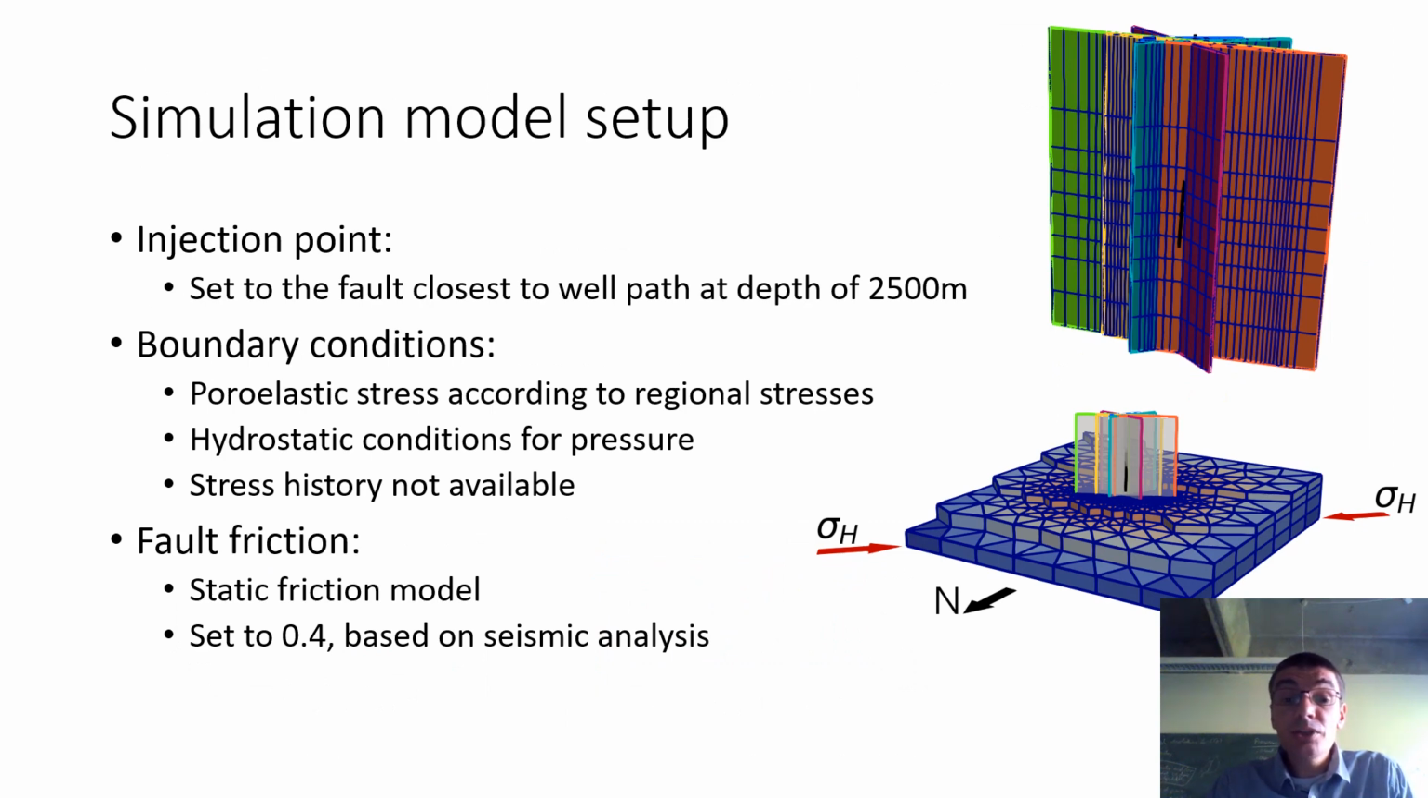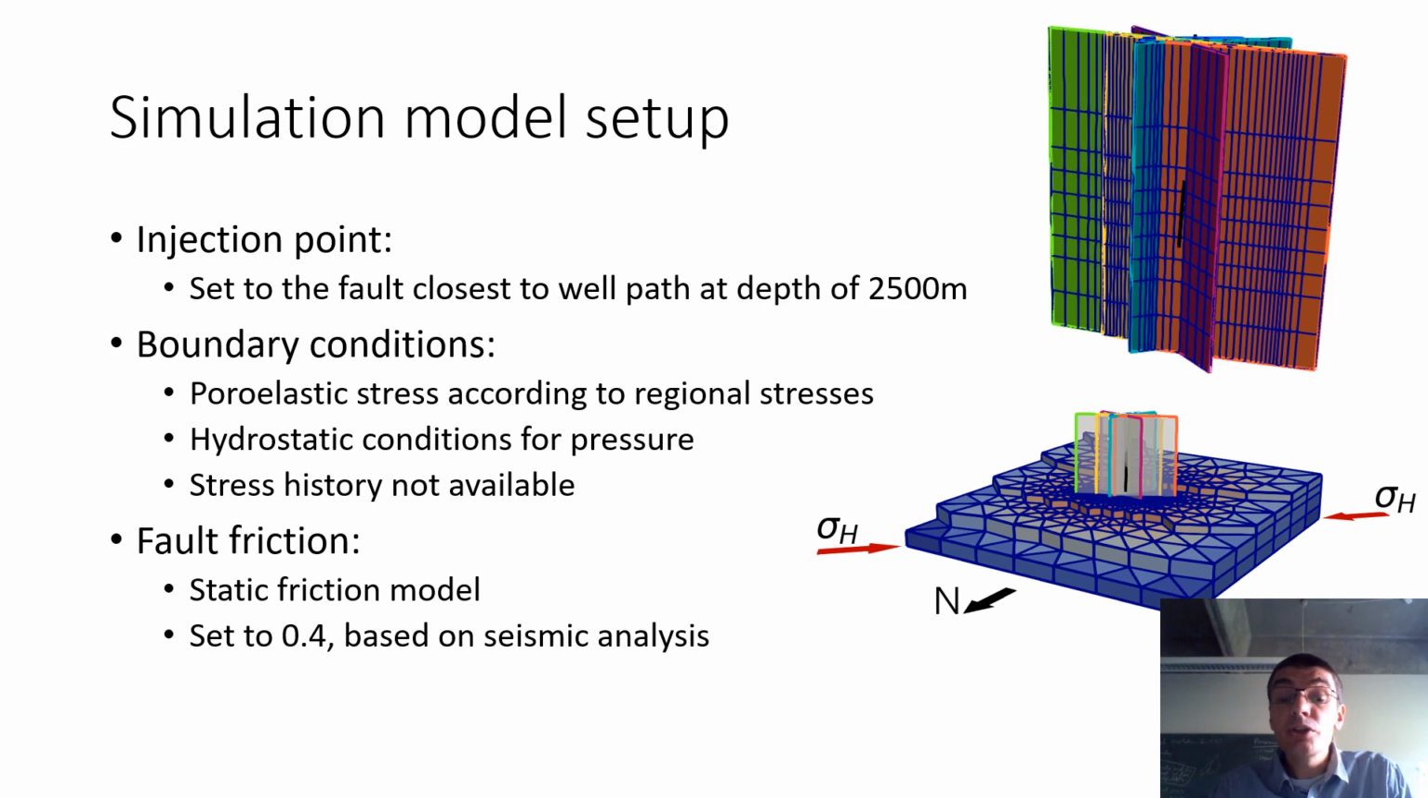So for population of the simulation model, we had precious little information to go with. So we simply had to make do with what we could gain from various sources. Now, that means that we should be a bit careful with the interpretation of the numerical results, in particular when it comes to quantitative aspects of these. So the injection point we put in a fault that was very close to the bottom of the injection well. This was based on data from the well.